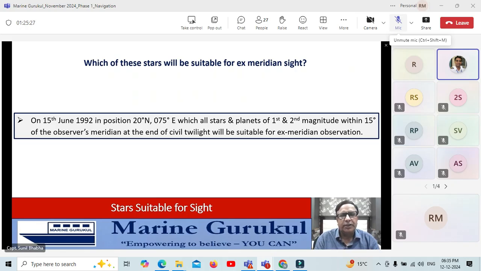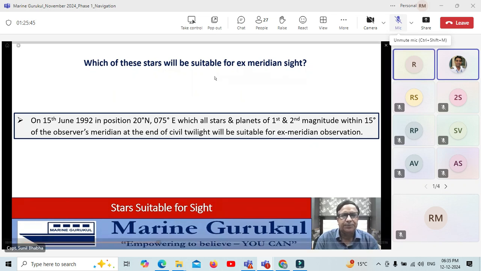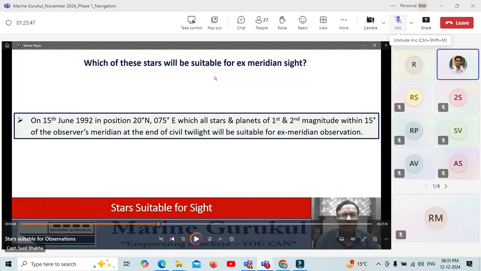On 15th June 1992, in position 20 degrees north, 75 degrees east, which stars and planets of first and second magnitude within 15 degrees of observer's meridian at the end of civil twilight will be suitable for X meridian observation. So this is type 3 now, beta. Suitability for X meridian.